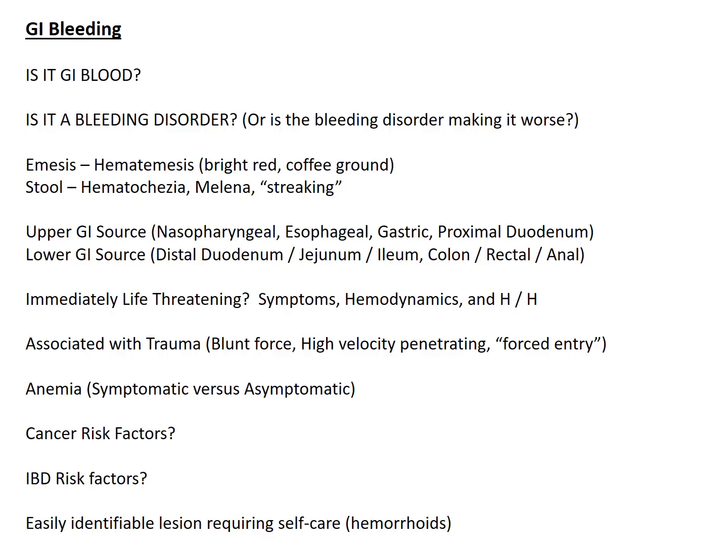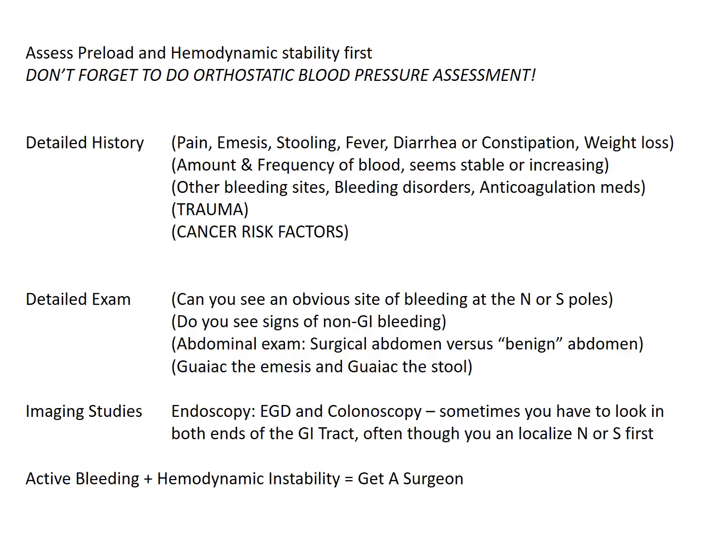Is the individual anemic? If so, are they symptomatic or asymptomatic? Do they have cancer risk factors? Do they have IBD risk factors? Can you find some easily identifiable lesion, such as hemorrhoids? Remember, always assess the hemodynamics. Orthostatic blood pressures are extremely important in picking up individuals who have early symptoms due to anemia.